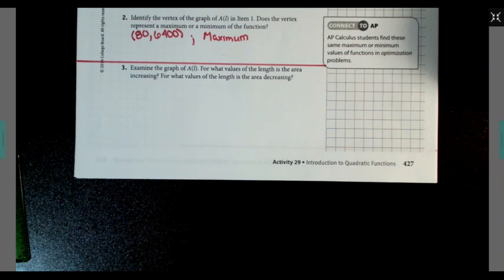For this section, we're going to cover questions 3 through 6. Examine the graph of A of L. For what values of the length is the area increasing, and for what values of the length is the area decreasing?